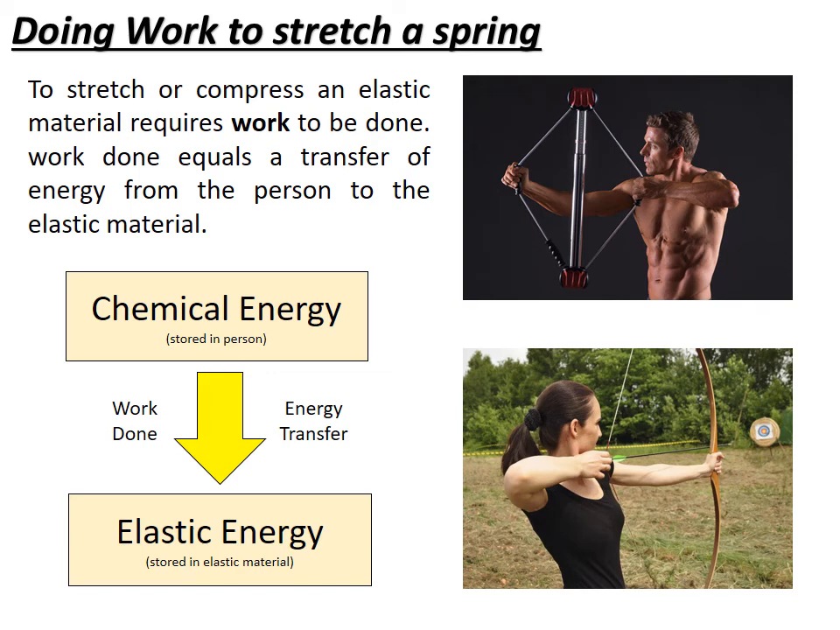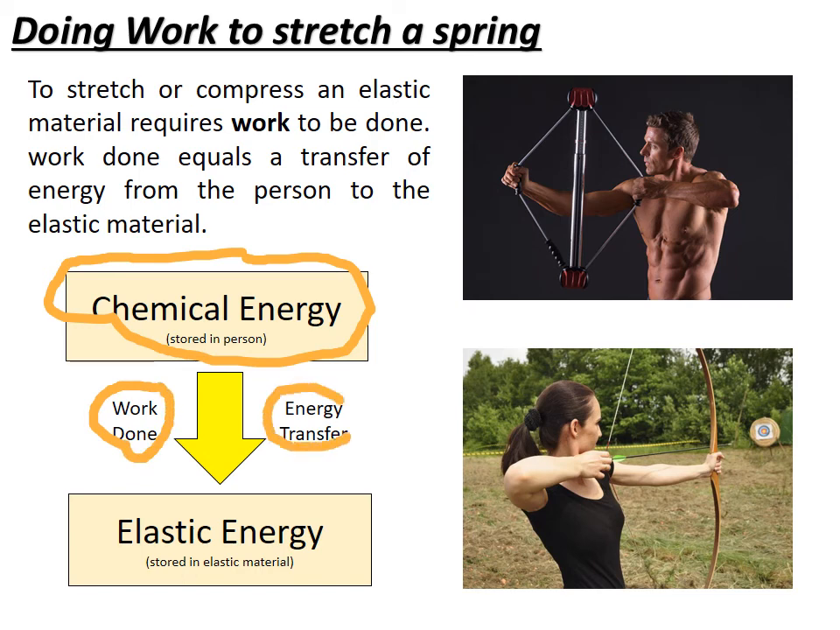So looking at this example here, we're using chemical energy which is stored in the person, and then when we pull the bow, we're doing some work. We have to work hard, and work done means that energy is being transferred from chemical energy through to elastic energy, which is being stored in the bow or in the elastic material. And when we let go of the bow, that elastic energy is used to propel the arrow forwards.